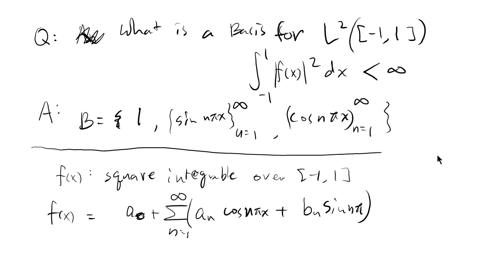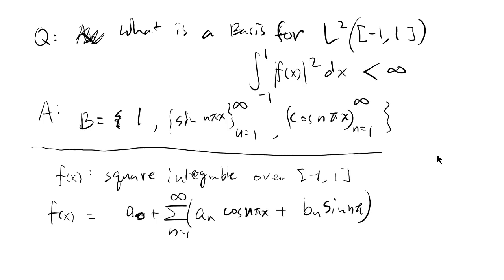So the very fact that the Fourier series is true is why this answer works. These are equivalent things. Showing that any square integrable function can be represented by its Fourier series is the same thing as saying that the basis for this L2 space is this thing over here.